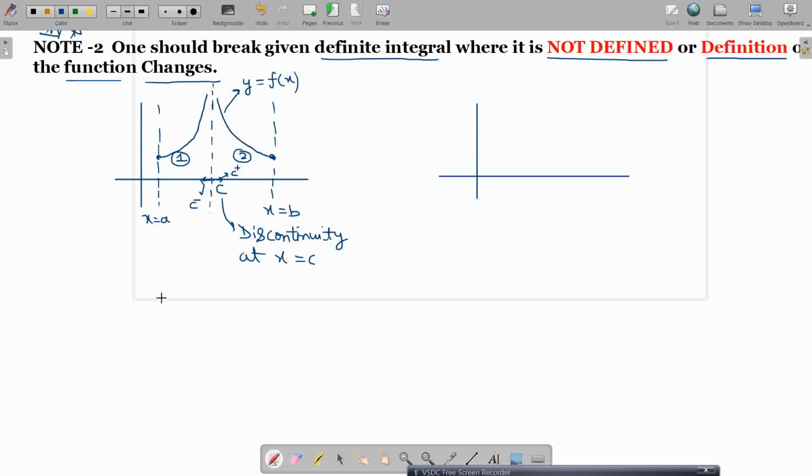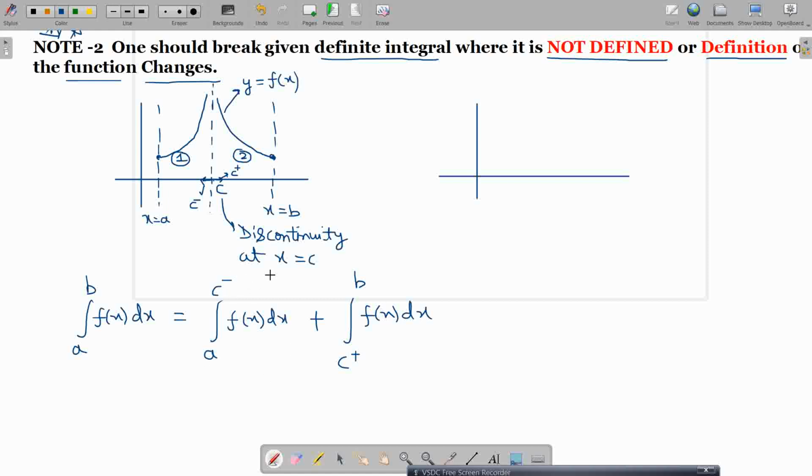Because if I have to write the integral from a to b of f of x dx, I'll define it as going from a to c minus of f of x dx, plus, now the function goes from c plus to b, f of x dx.